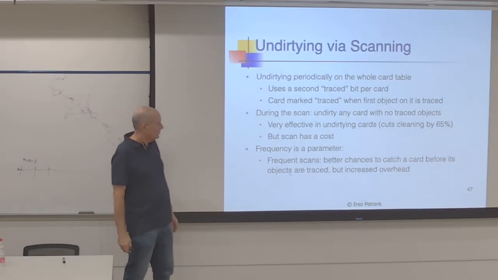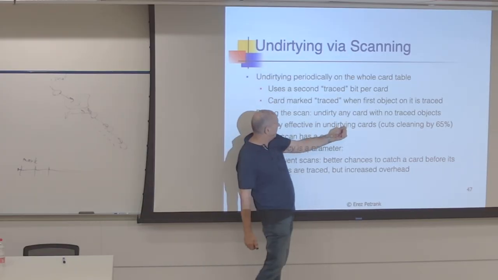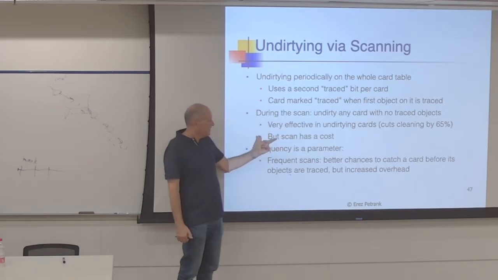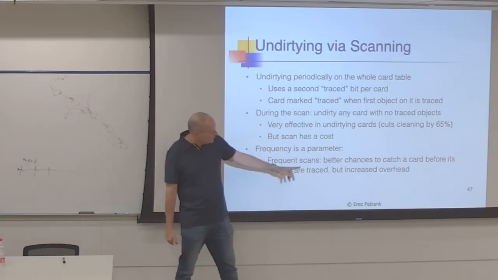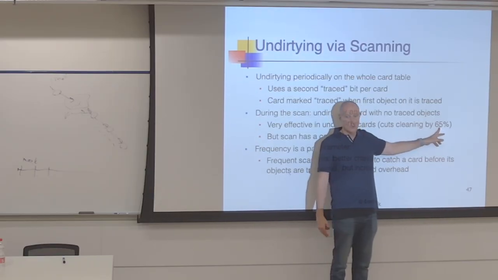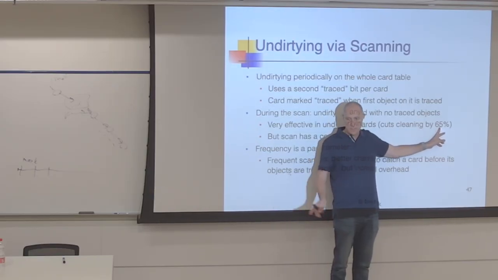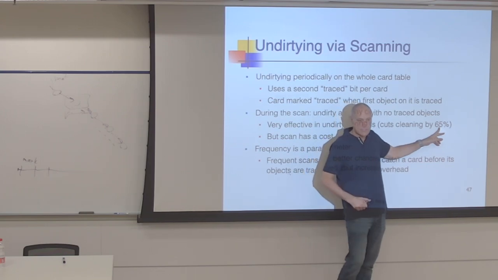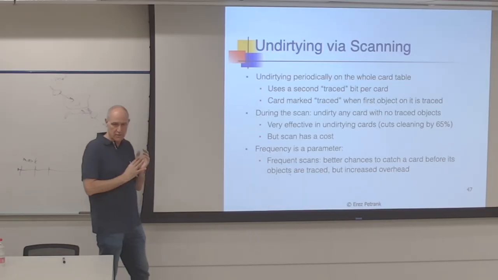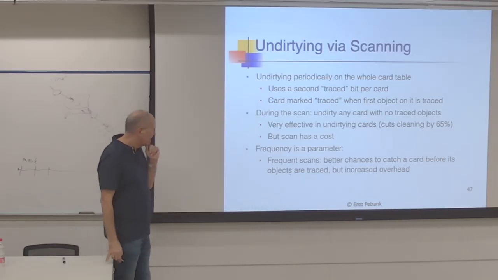So during the scan, I undirty any card with no traced object, and it's very effective. It removes the dirty cards by 2/3. I remove 2/3 of the cards that are dirty but have not been traced yet, and I can just remove the dirty bit, which reduces the pause times really nicely.